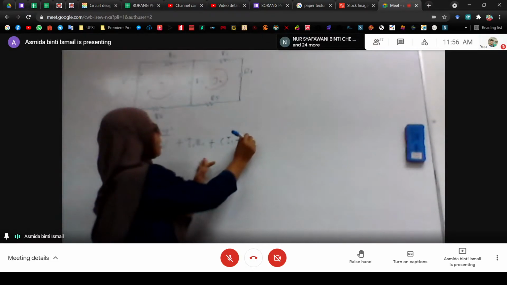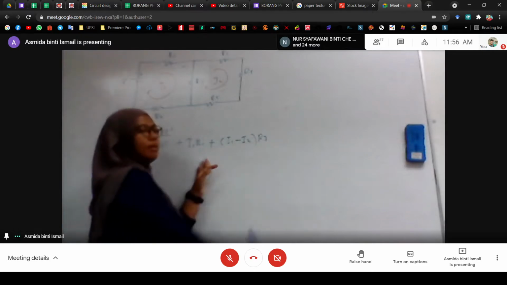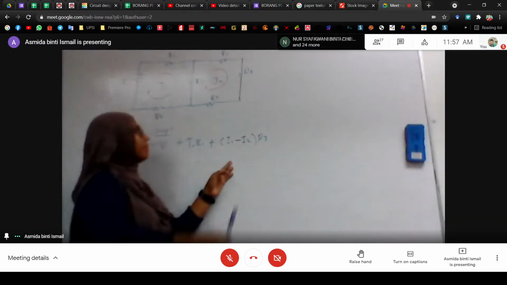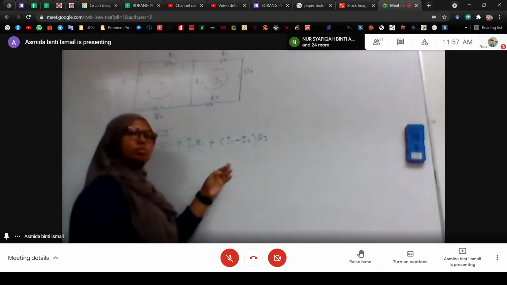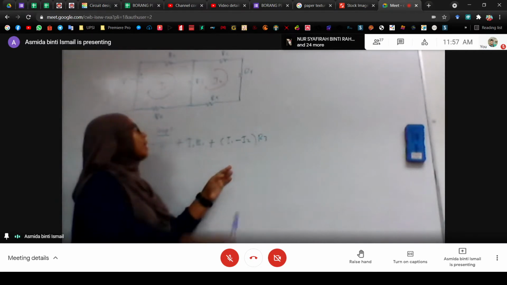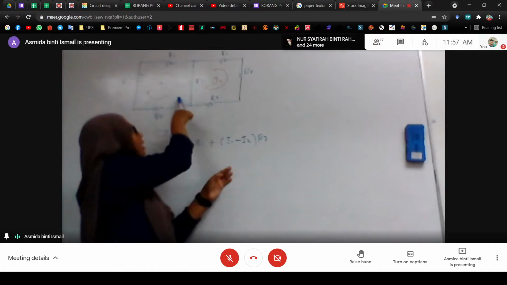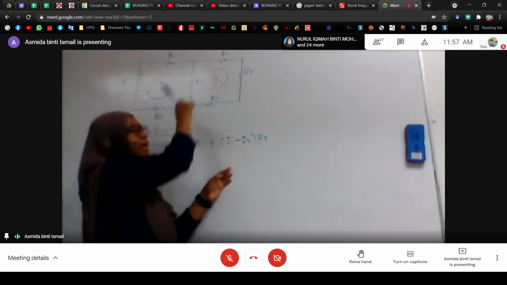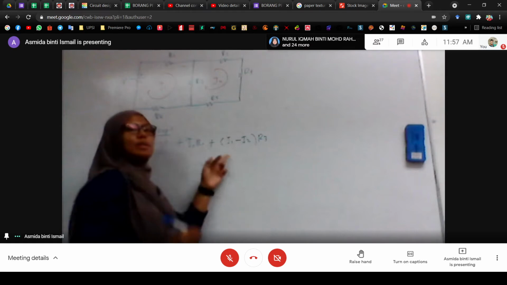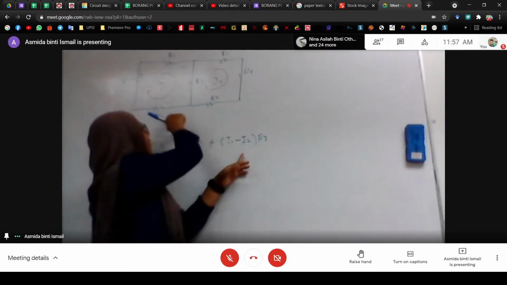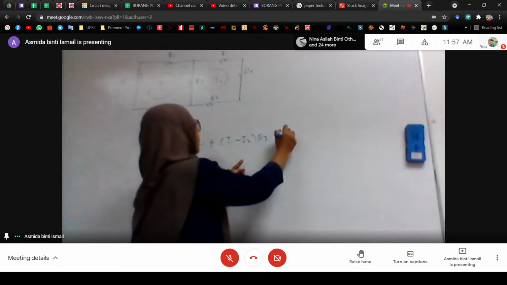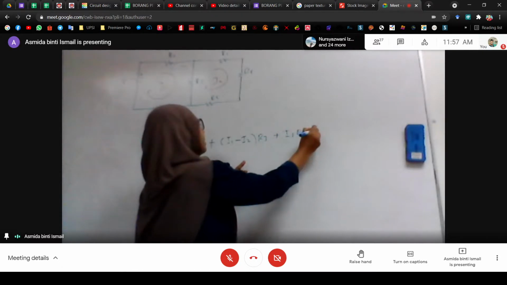Here, I1 minus I2 times R3. I1 is here, I2 is there, so I1 minus I2. I1 flows here, I2 flows in the opposite direction, so you need to subtract. It's minus. Plus I1 R6.